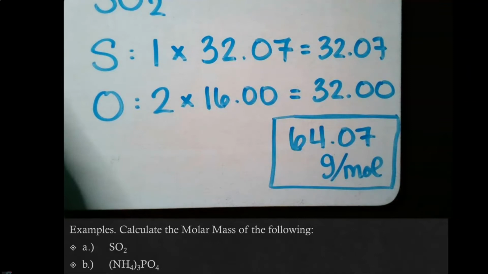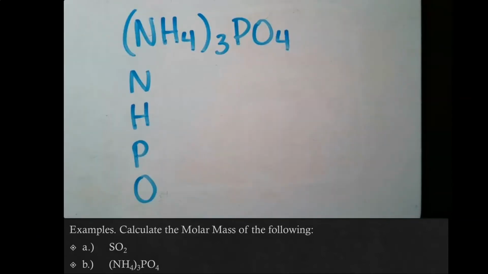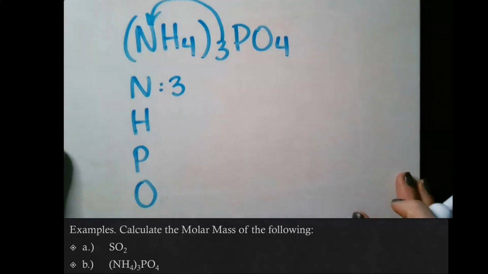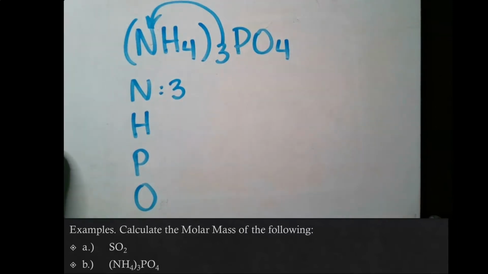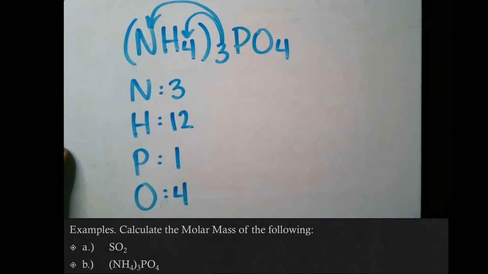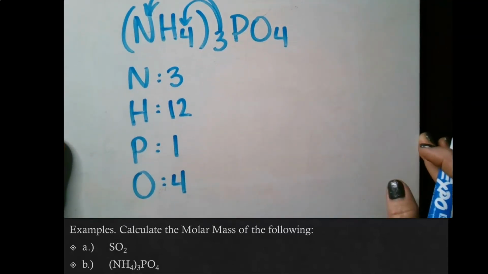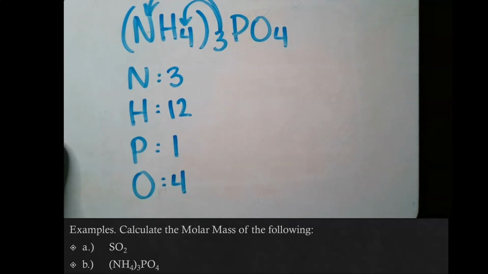Now what I'd like you to do is try the next one, (NH4)3PO4, ammonium phosphate. So we start by identifying the 4 elements that are in this compound. I have nitrogen. How many nitrogens do you see that I have? 3 nitrogens. How many hydrogens do I have? Remember to distribute. 3 times 4 is 12. Good job. Phosphorus, there's just 1 of those. And oxygen has 4. Once I have my numbers down, I go look up on the periodic table for each of their individual molar masses.